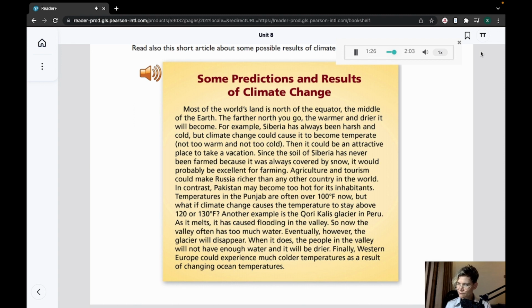Another example is the Coraicales Glacier in Peru. As it melts, it has caused flooding in the valley. So now the valley often has too much water. Eventually, however, the glacier will disappear. When it does, the people in the valley will not have enough water, and it will be drier. Finally, Western Europe could experience much colder temperatures as a result of changing ocean temperatures.